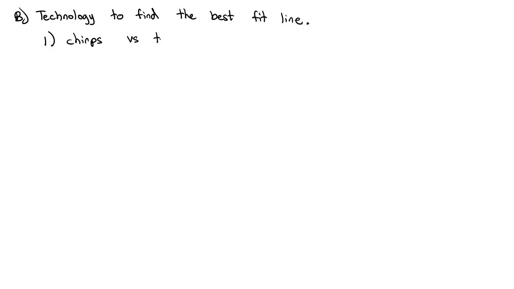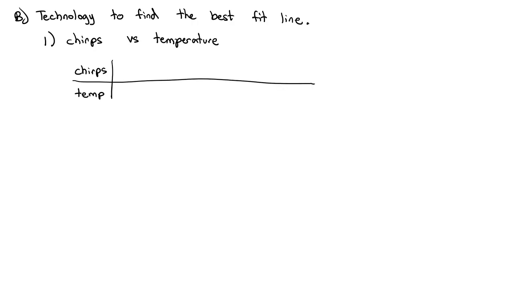Chirps versus temperature. So let's have some data. We're going to have some chirps, and we're going to have temp. We're going to have several data values here. When there were 44 chirps, I looked outside and the temperature was 80.5 degrees. When there were 35 chirps a minute, I looked outside and saw the temperature was 70.5 degrees.